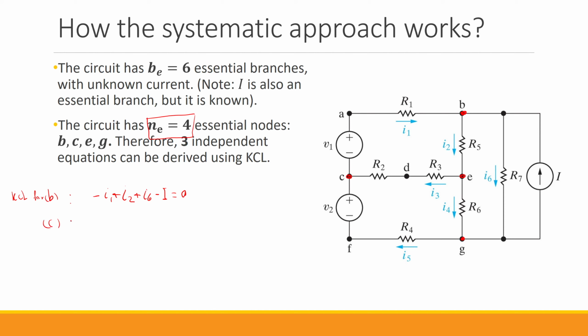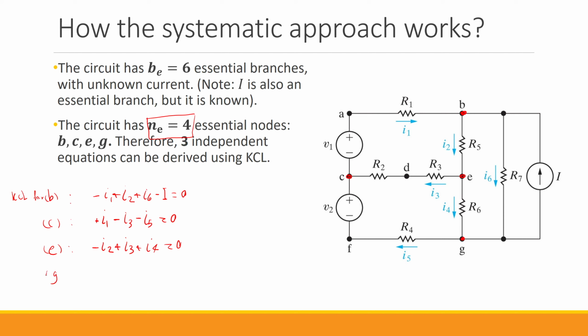What about node C? For node C, we have I1 leaving the node, so we have positive I1. We have I3 entering, so negative I3. We have I5 also entering, so negative I5 equals 0. What about node E? For node E, we have I2 entering the node, so we have negative I2. We have I3 leaving the node, so we have positive I3. And finally we have I4 leaving, so we have positive I4 equals 0.